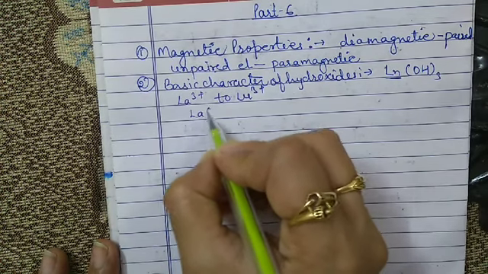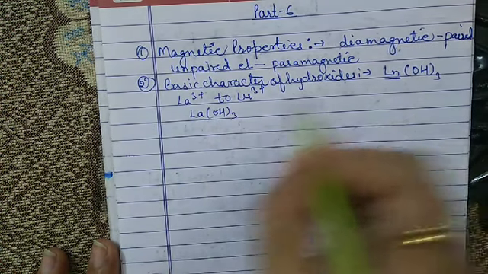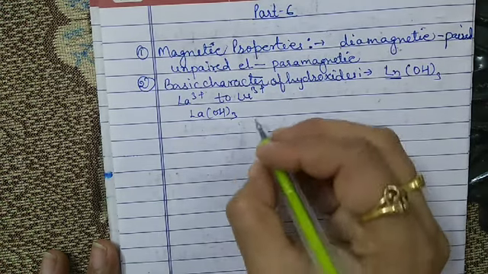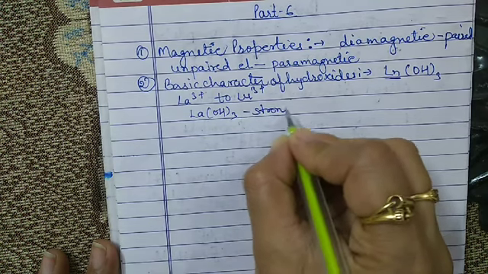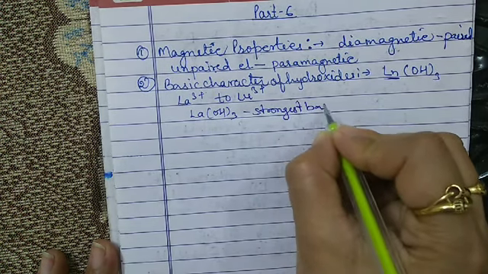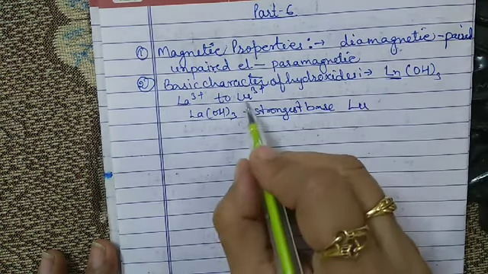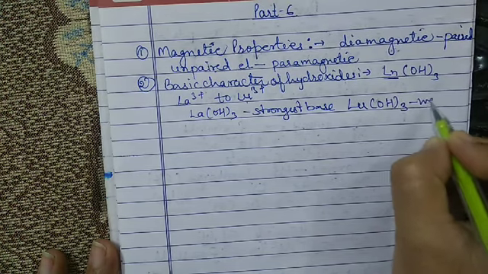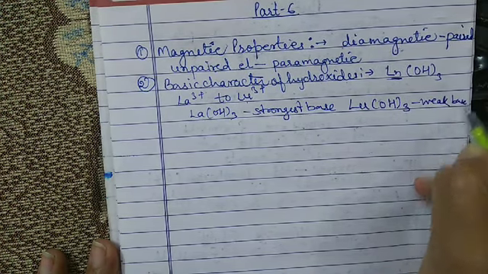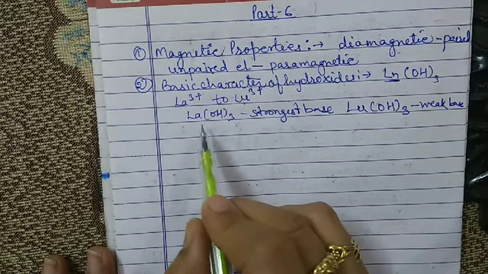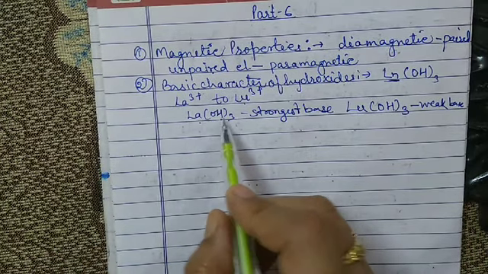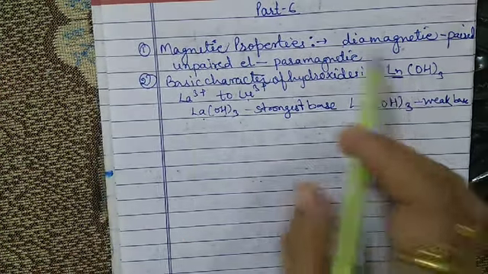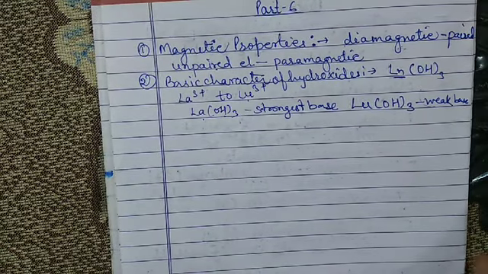Thus La(OH)3, the lanthanum hydroxide, is the strongest base, while at the end lutetium hydroxide, Lu(OH)3, is the weakest base. This one is the strongest base, and this one is the weakest base. So this is the basic character of the hydroxides of the lanthanoids.